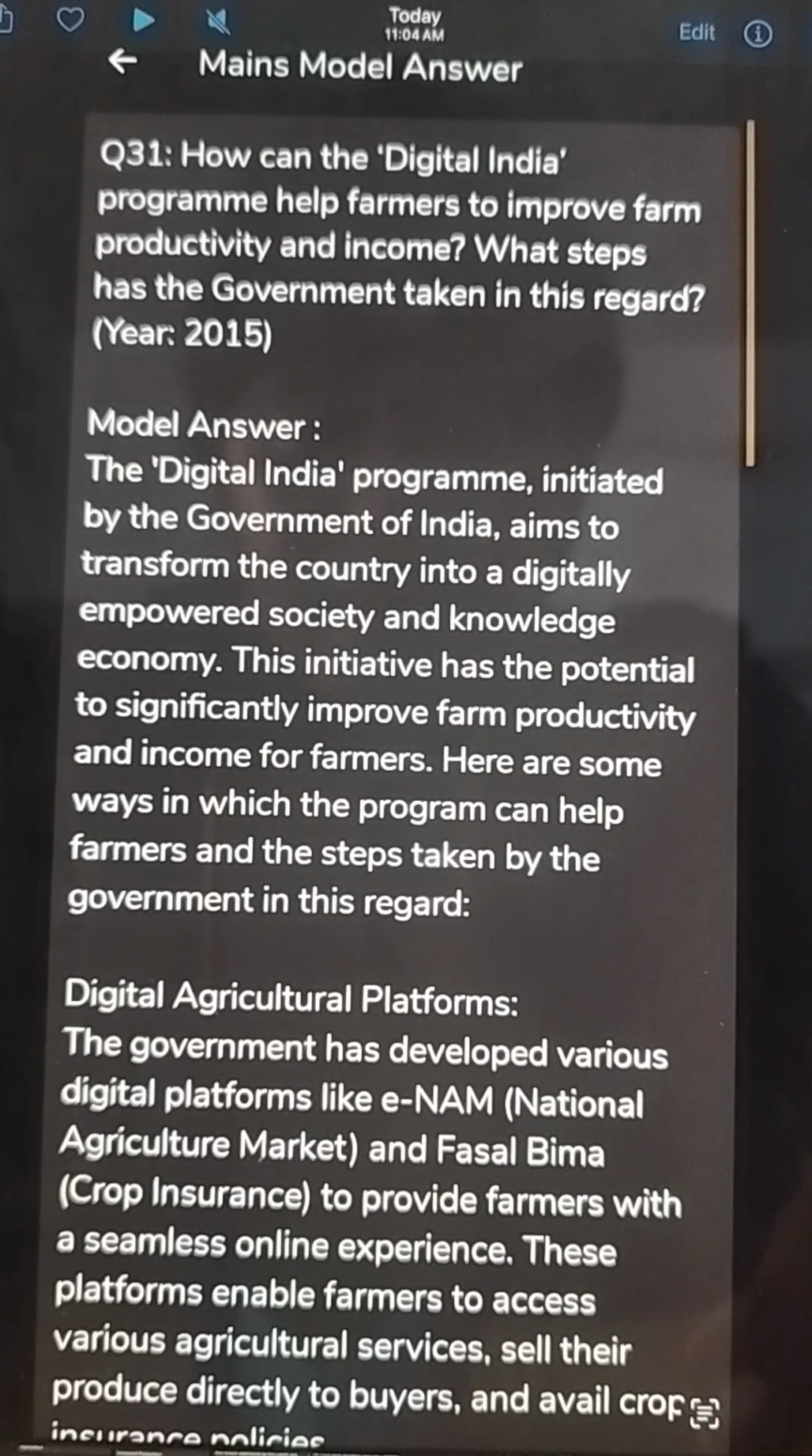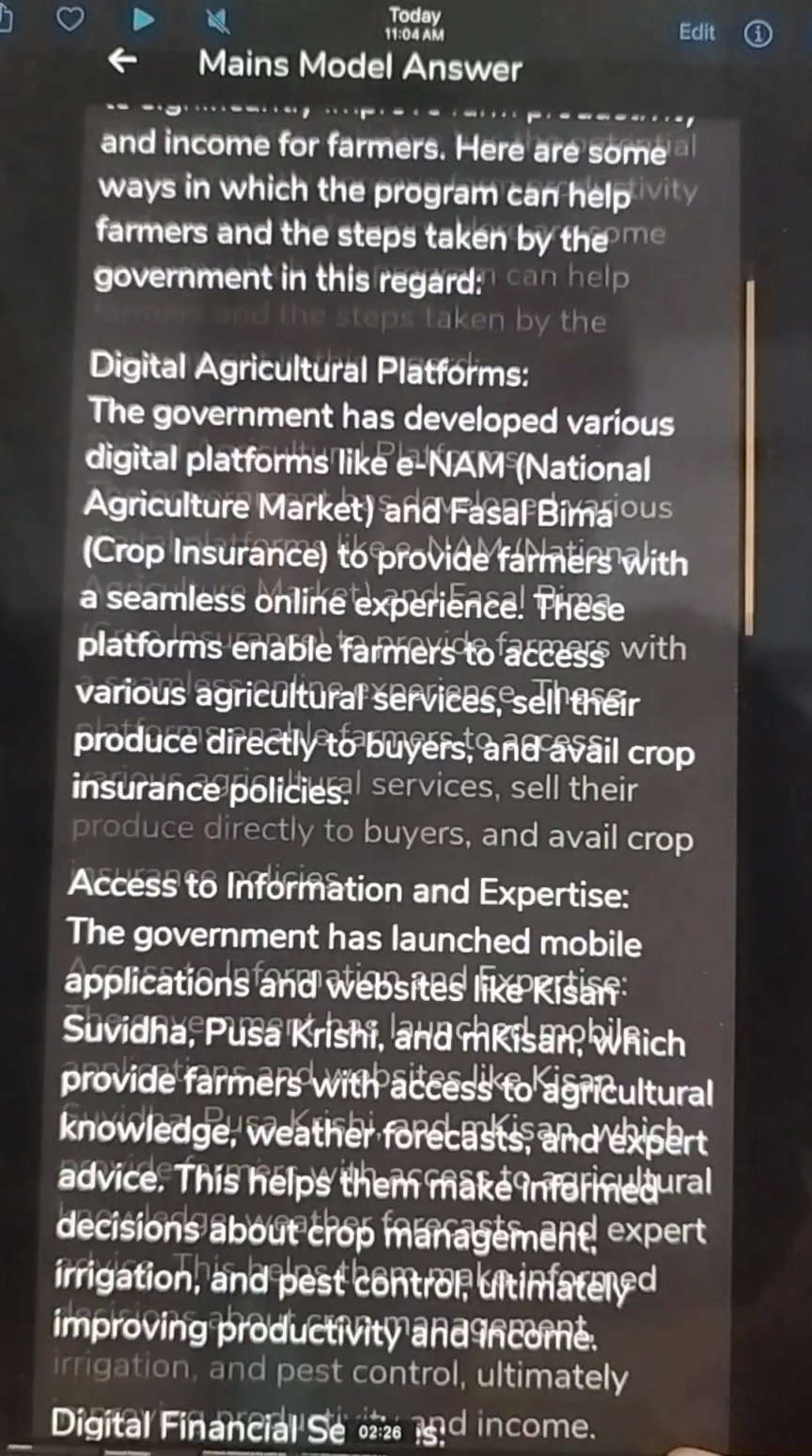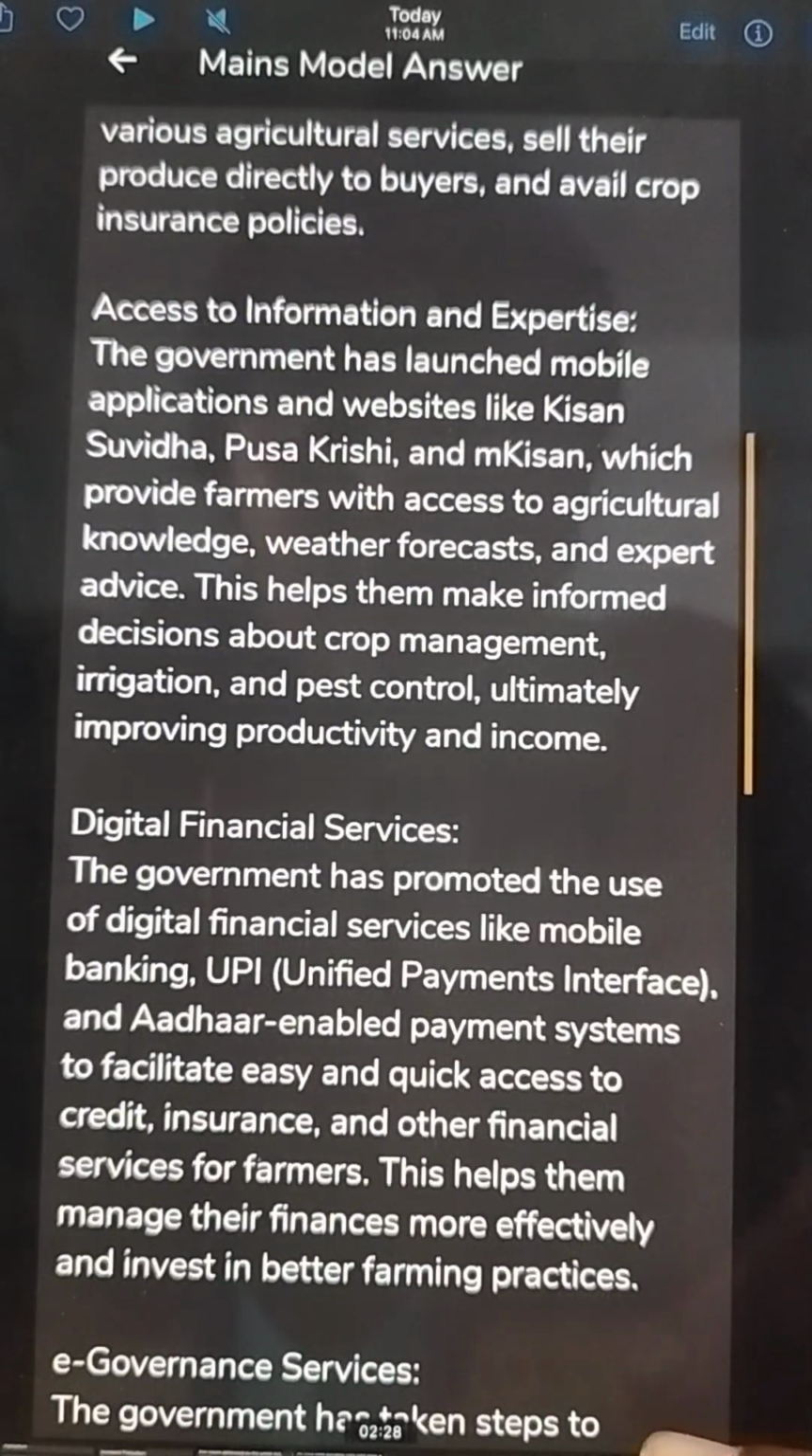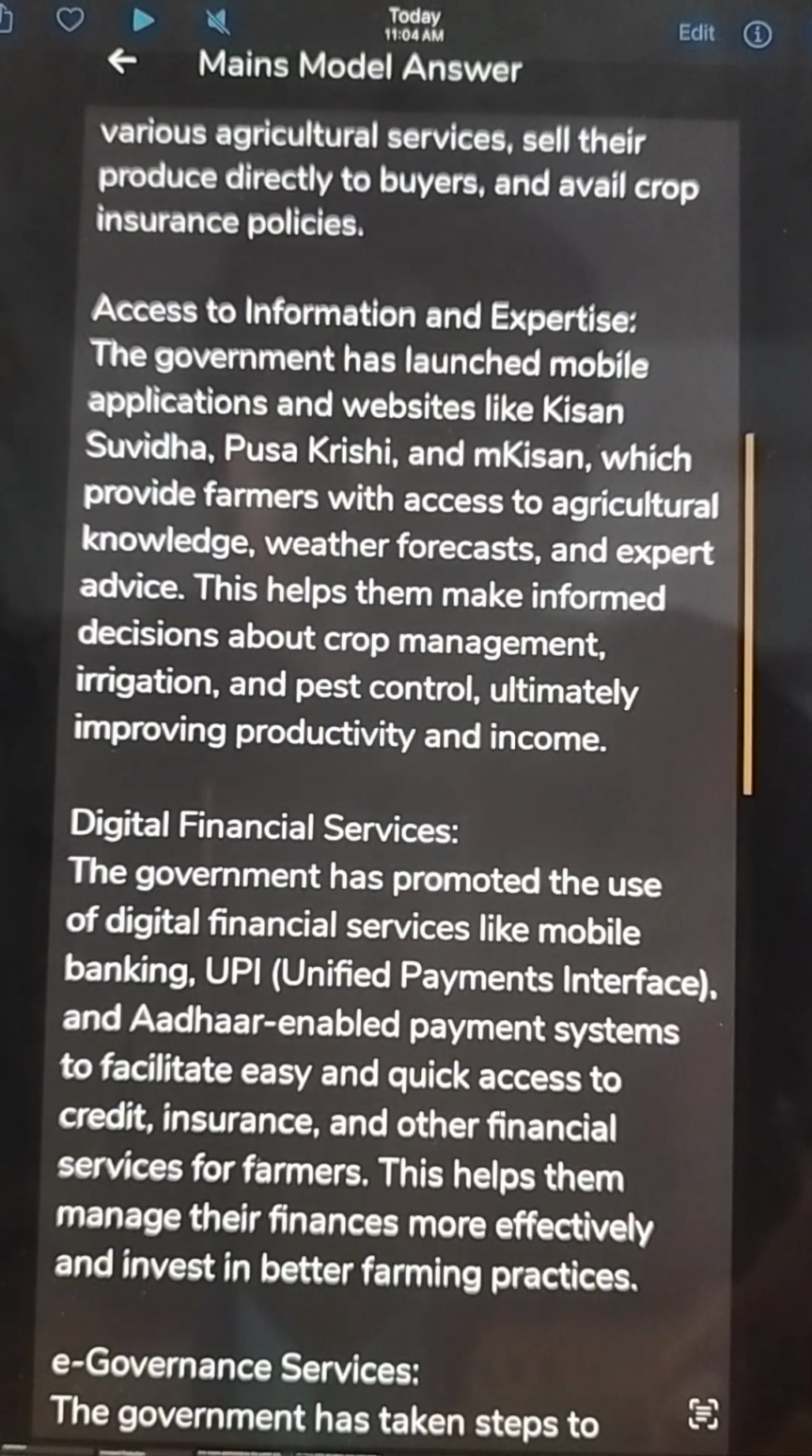First is digital agriculture platforms. The government has developed various digital platforms like eNAM, National Agriculture Market, and Fasal Bima, crop insurance, to provide farmers with a seamless online experience. These platforms enable farmers to access various agriculture services, sell their products directly to buyers, and avail crop insurance policies.